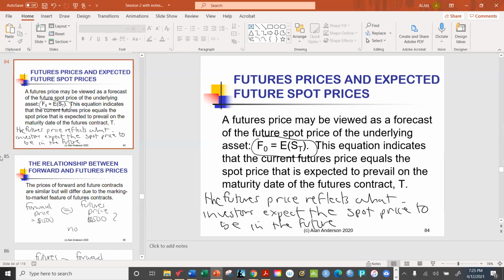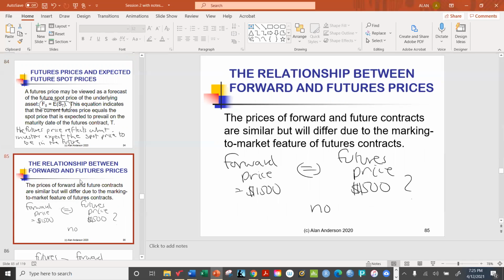Now, what about the relationship between forwards and futures prices? Are they equal to each other? And the answer turns out to be no, mainly because of that marking to market process. So if you're trying to decide whether you should hedge your risk with a forward versus a futures contract, the two prices are likely to be different from each other. So you have to build that into your decision-making process for which contract to use to hedge our risk.